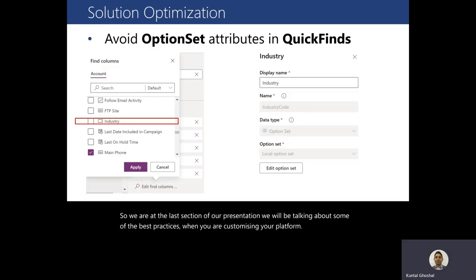So we are at the last section of our presentation, and we will be talking about some of the best practices when you are customizing your platform. So avoid option set attributes in quick find. This is to have a better performance on the platform. If you have to use option set parameter, rather have an expectation set with your end user that this might impact the performance of the quick find.